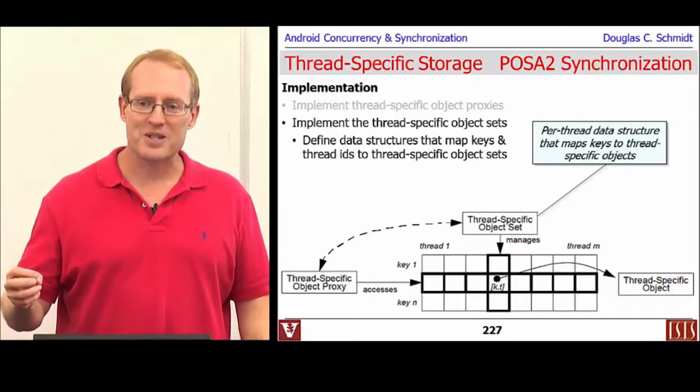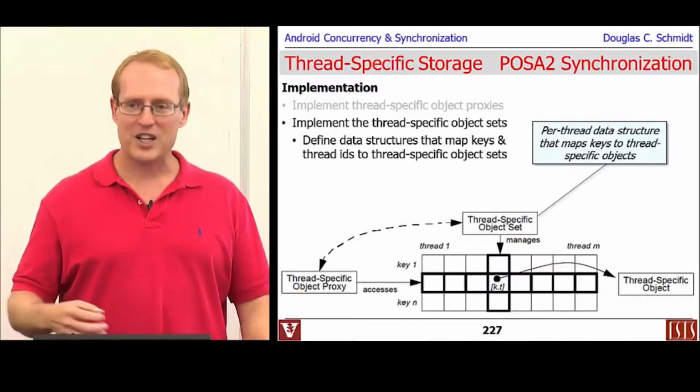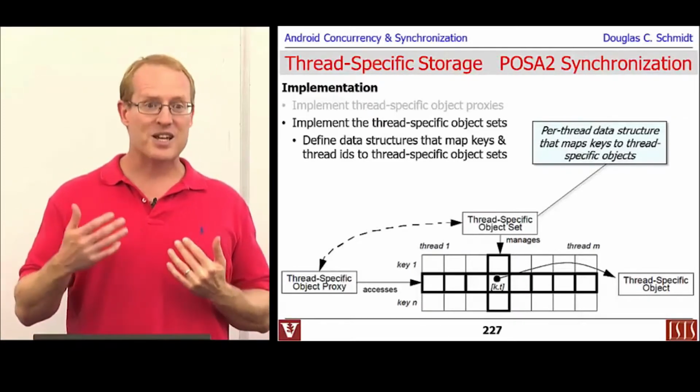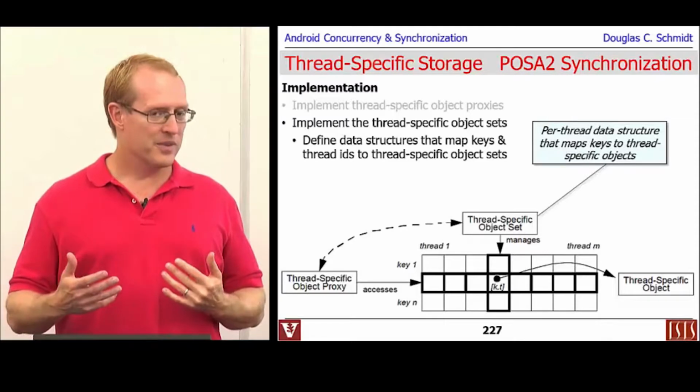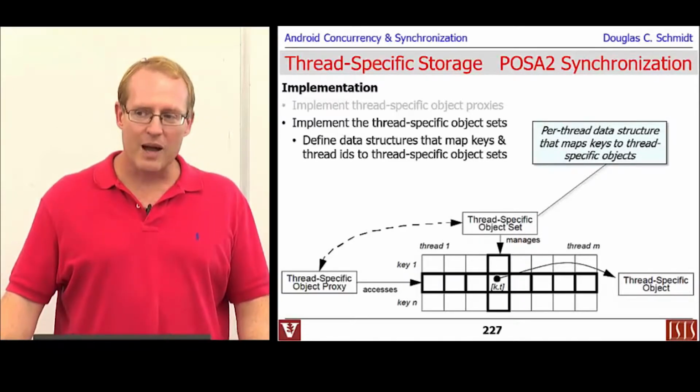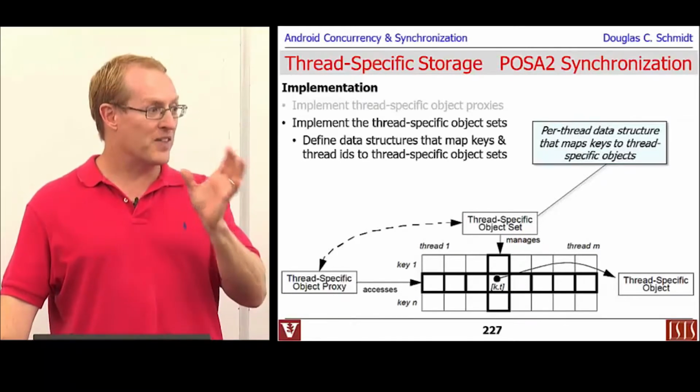Now what's interesting about this is that the object itself could actually be any old object. So the object isn't necessarily thread-specific. It's the access to the object that's thread-specific. Now, 9 times out of 10, or 99 times out of 100, the object you're accessing is only accessed by that thread.